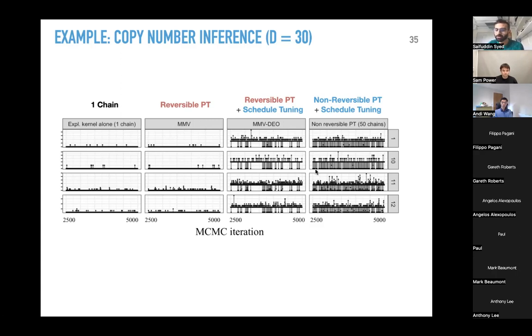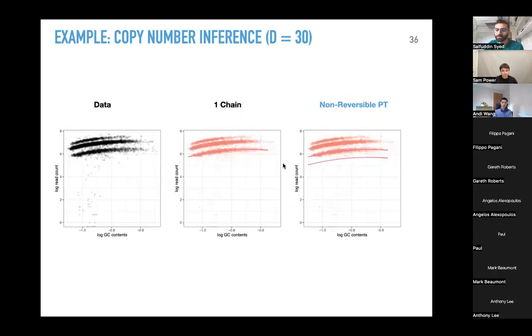And it not only traverses the modes, but it traverses them reliably and often. In this case, over here, this is another parameter involved. If you just run one chain, you're going to miss the actual mode, whereas non-reversible PT was able to discover this sliver that reversible PT was not able to.